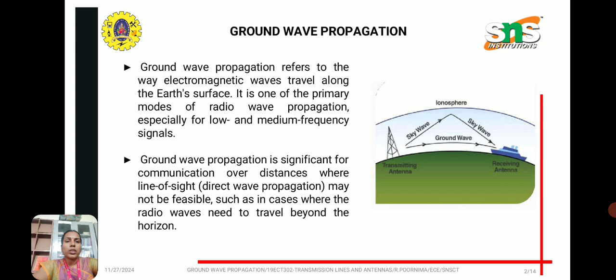Here the electromagnetic waves travel along the Earth's surface. It is one of the primary modes of radio wave propagation, especially for low and medium frequency signals. Ground wave propagation is significant for communication over distances where LOS propagation may not be feasible, such as in cases where the radio waves need to travel beyond the horizon.